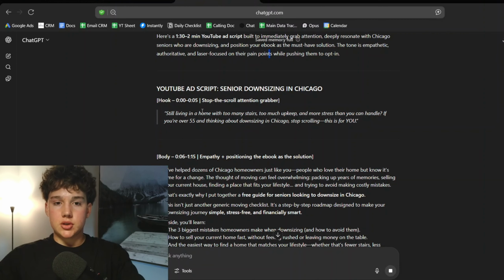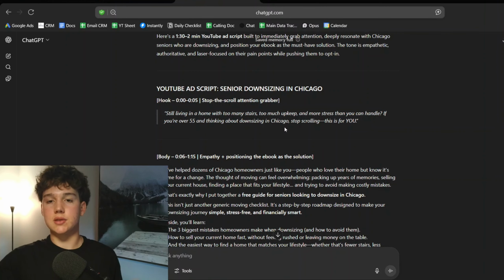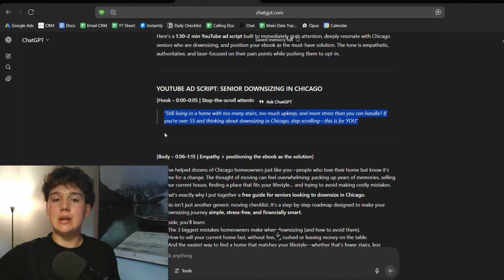Now, let's see. "Still living in a home with too many stairs, too much upkeep, more stress than you can handle?" See this hook right here. If you're a downsizer, if you're thinking of downsizing, "Still living in a home with too many stairs, too much upkeep, more stress than you can handle? If you're over 55 thinking about downsizing, Chicago, stop scrolling. This is for you." Look at how strong this hook is. Anyone who's looking to downsize and is over 55 is 100% going to click on this.